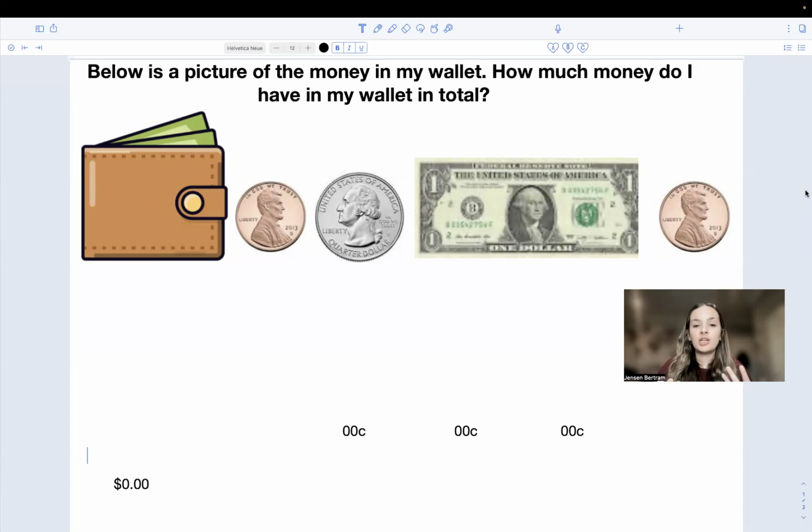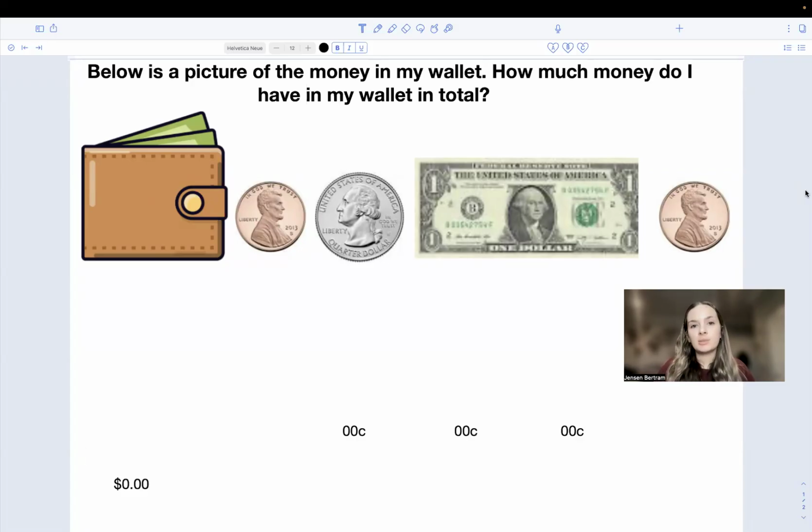So for this question, we have a word problem that says, below is a picture of the money in my wallet. How much money do I have in my wallet in total? So I see that I have 1 penny, 1 quarter, $1, and 1 penny in my wallet.